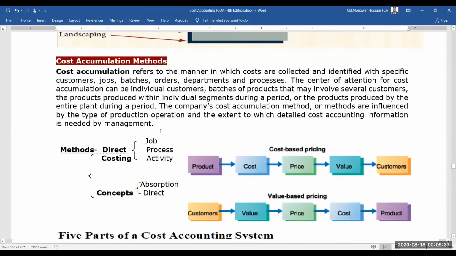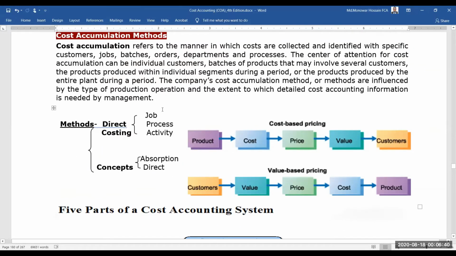Now, the cost accumulation method refers to the manner in which costs are collected and identified by customer, job, batch, order, department, and process. A method that is direct costing. We also have job, process, activity, and concept. We see absorption or direct. Look here, this is cost-based pricing: product, cost, price, value, and then to the customers. Value-based pricing would be customer, value, price, cost, and product. This is totally reversed.